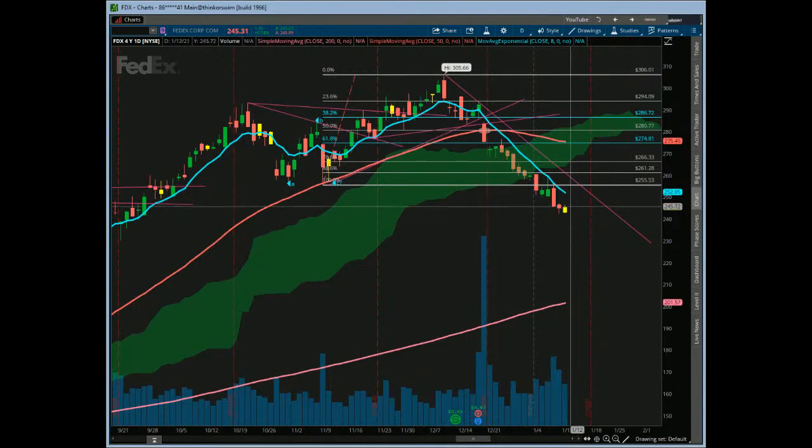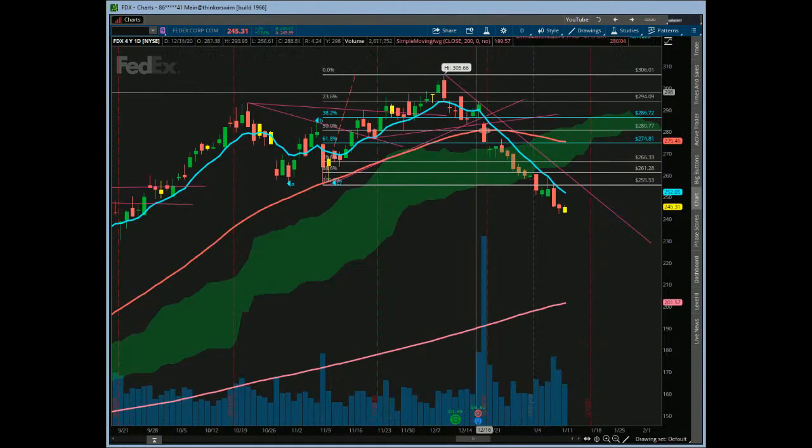FedEx, again, a little bit of a green day today. Again, it's still bearish. We talked about it last night. Still below the geometric line. It's still below the ADMA on that one. So good stuff. Christian, what's going on?